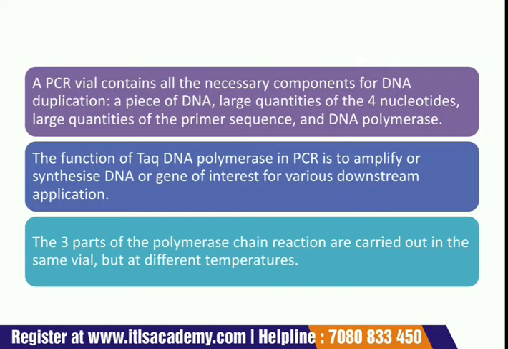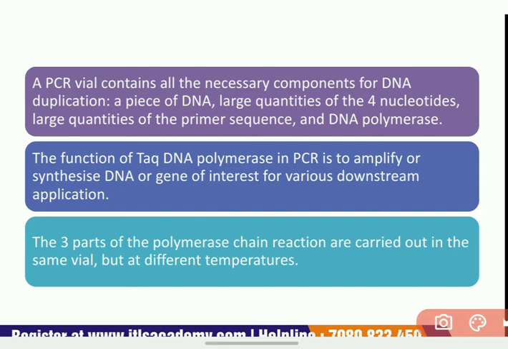A PCR vial contains all the necessary components for DNA duplication: a piece of DNA, large quantities of 4 nucleotides, large quantities of the primer sequence, and DNA polymerases. The polymerase used is Taq polymerase, named for Thermus aquaticus, from which it was isolated.